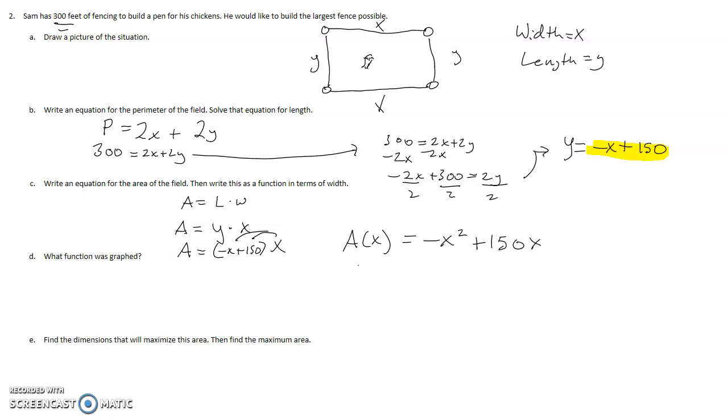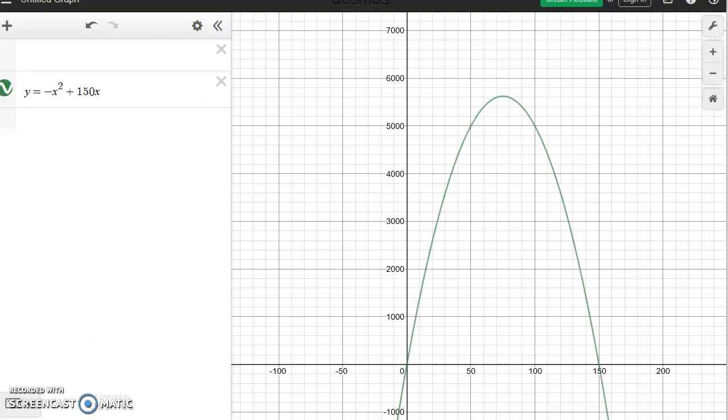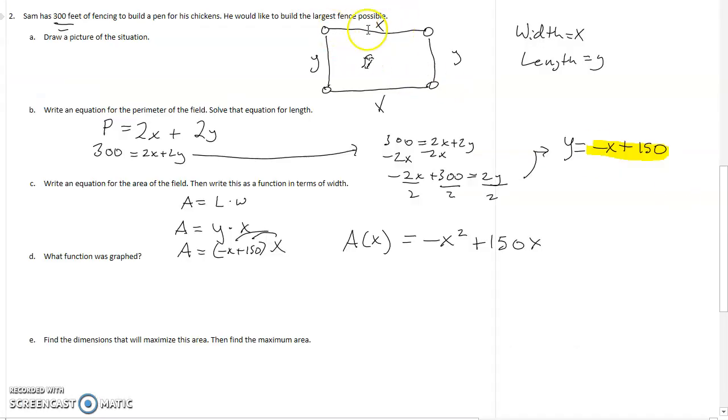It says, what is the function graphed? Let's go to our graphing calculator or Desmos and let's put that graph in. All right, so I take a look. This is the graph, negative x squared plus 150x. We can see that our domain is restricted between 0 and 150. The reason for that is I can't have this be any larger than 150 because 150 plus 150 is 300 and that's the amount of fencing that I have.